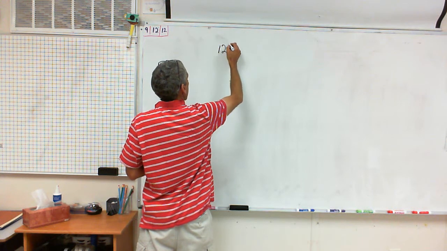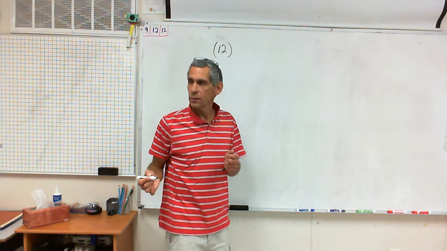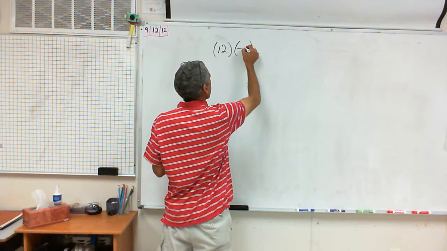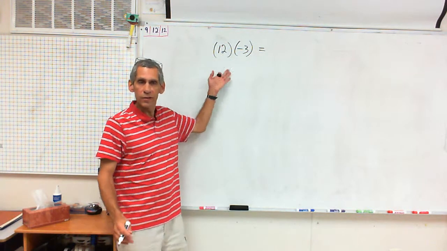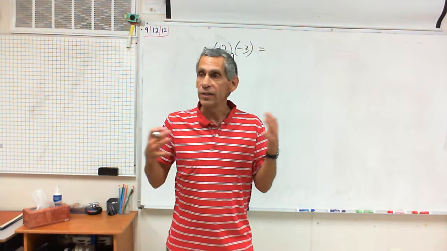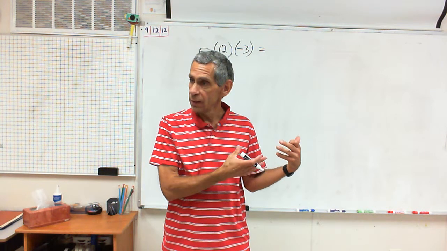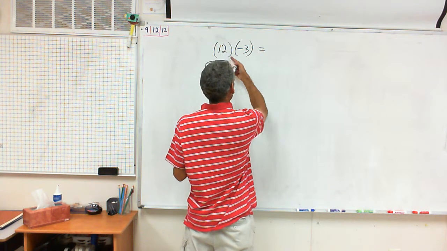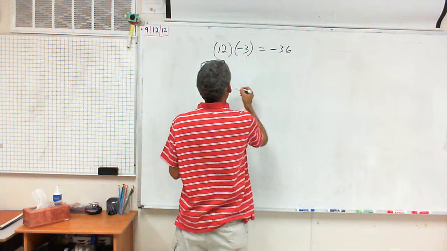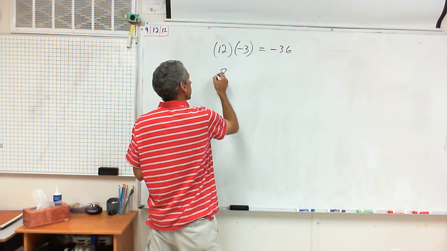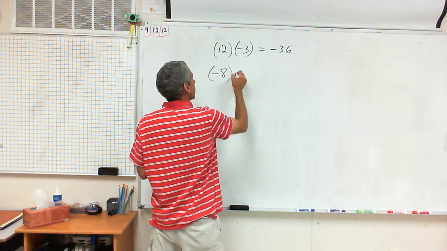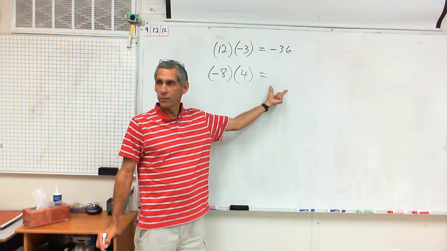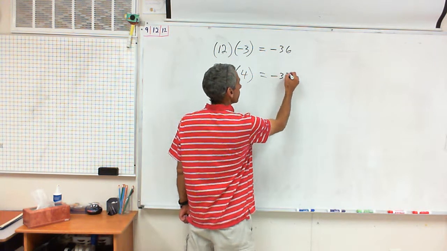Let's say 12 times, parentheses means multiply, so instead of writing a times sign, I could use parentheses. 12 times a negative 3. Are the signs the same, or are they different? Different. If they're different, the answer of the product will be negative. So what's 12 times 3? 36. What's 12 times negative 3? Negative 36. How about a negative 8 times 4? Signs are different. It's going to have to be negative. So, negative 32.